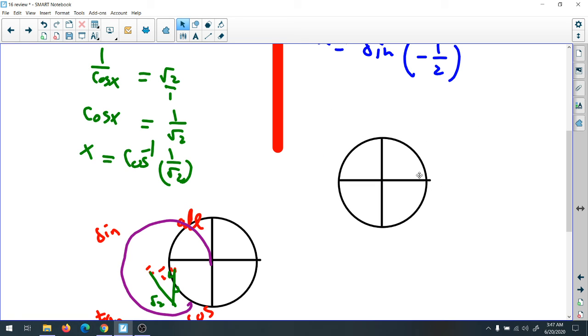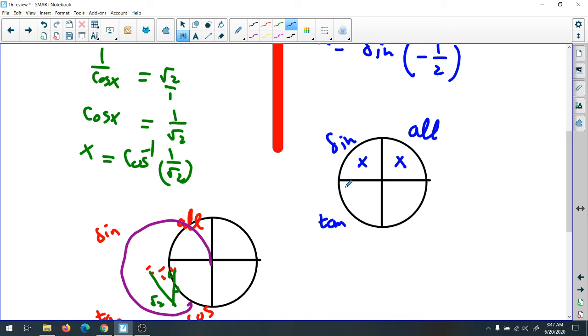Okay, so let's determine where the negative sign is. As we know, all are positive in the first quarter. Sine is positive in the second quarter. So sine is positive in the first and positive in the second. Here only tangent is positive, so sine is negative here, and cosine is positive in the fourth. So sine is negative in the third and in the fourth.